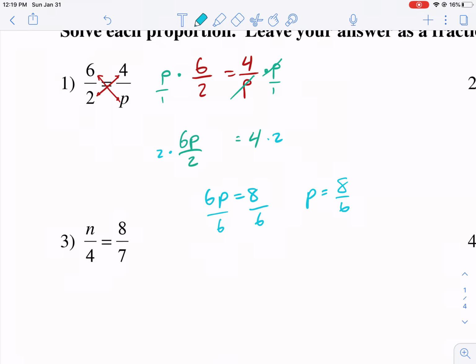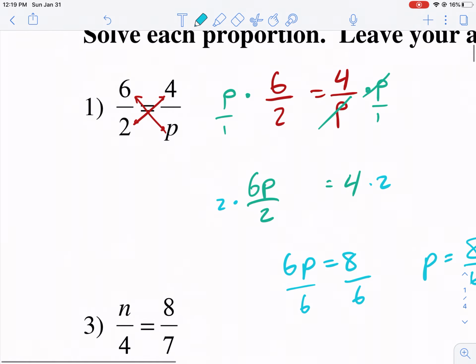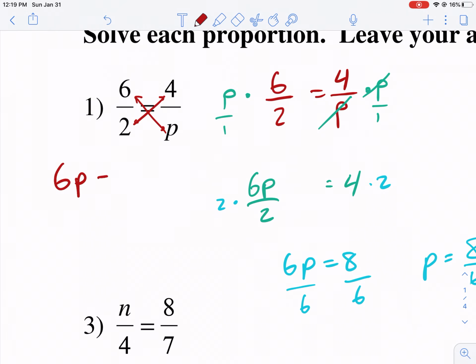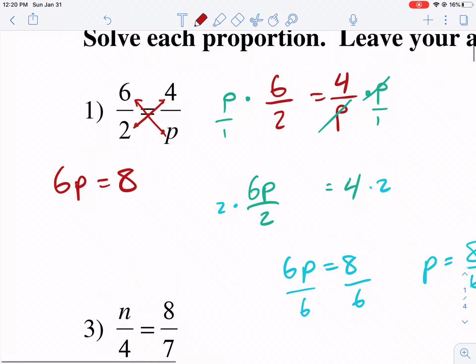Now, one way to show this same process is through cross multiplication. That's what we learned before. So we get 6p equals 8. Notice how that is the same step we got here through cross multiplication. Then after that, it's the same whether you cross multiply or not.